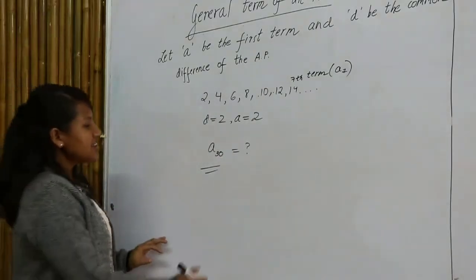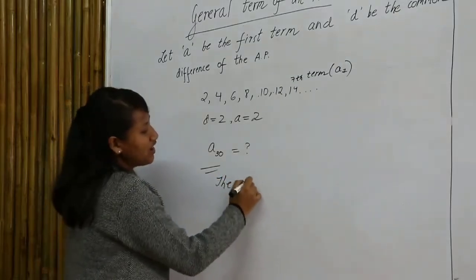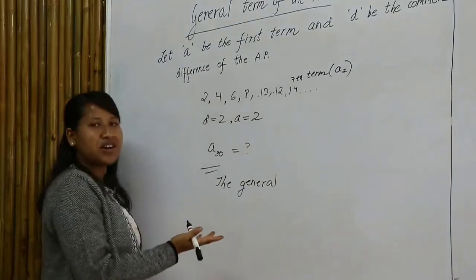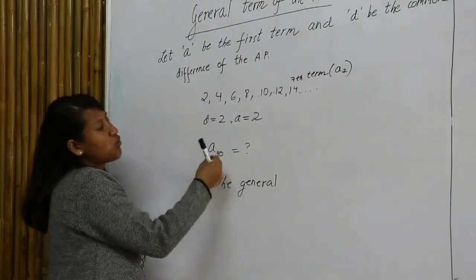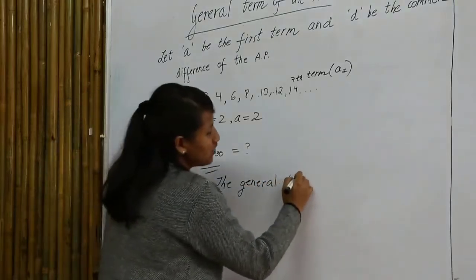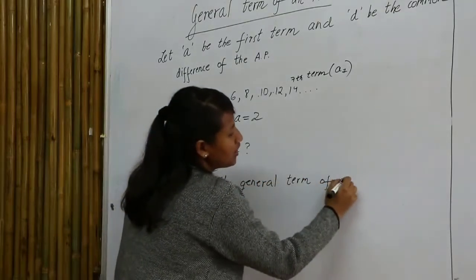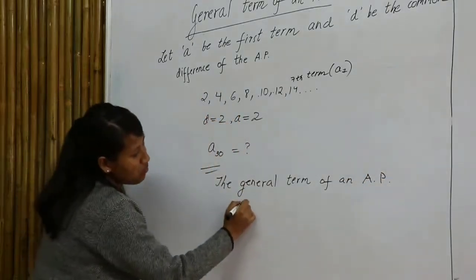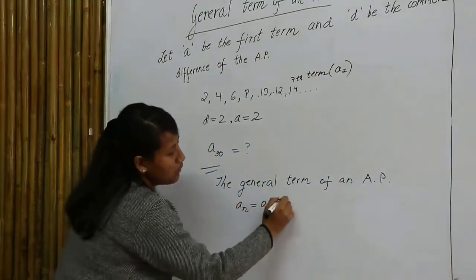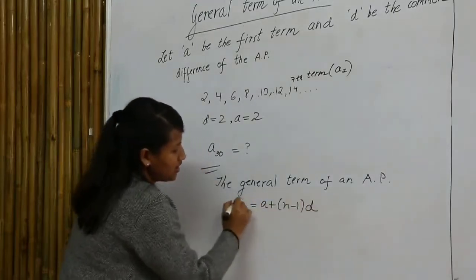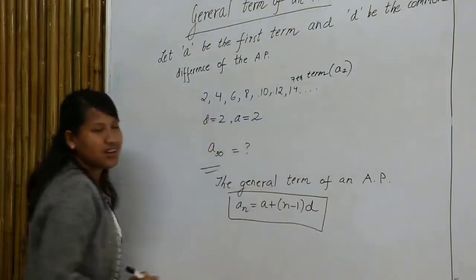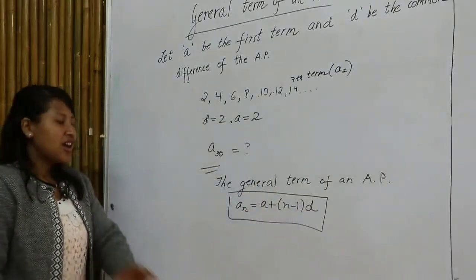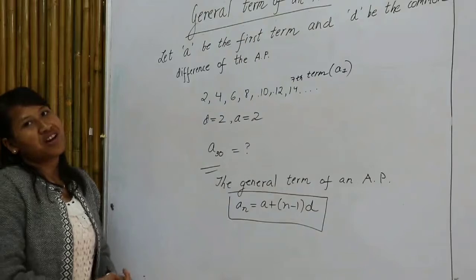And that is the general term of an AP. That is the wonder of an AP. You can find any term just by knowing which term you want to find, provided you know the first term and the common difference. The formula is A N equals A plus N minus 1 D. So you have to know A, D, and N. As soon as you know all three, you can find whatever you want.